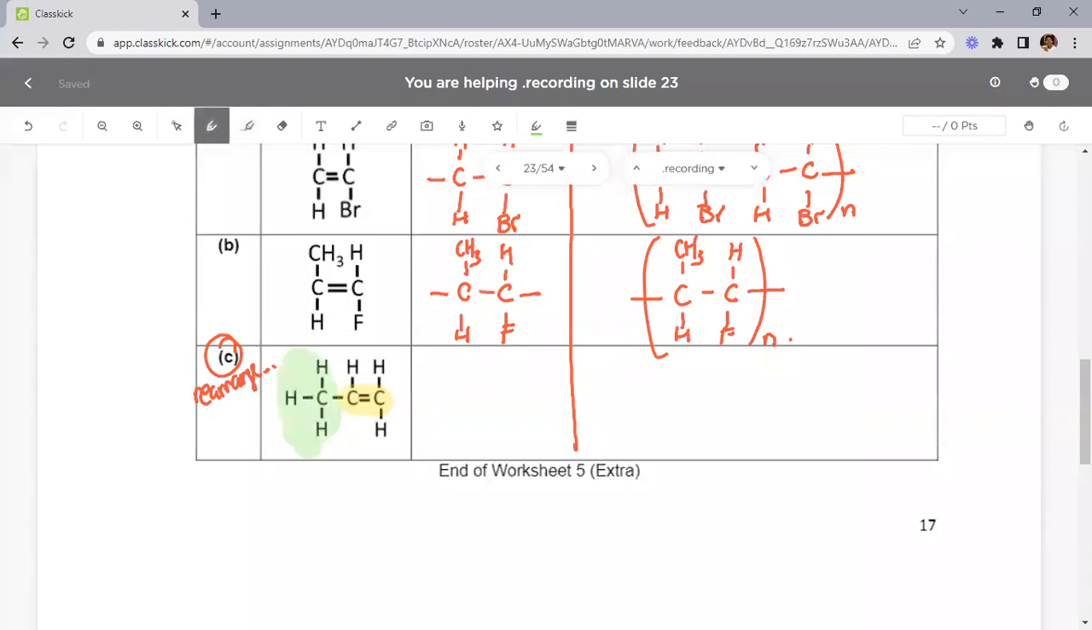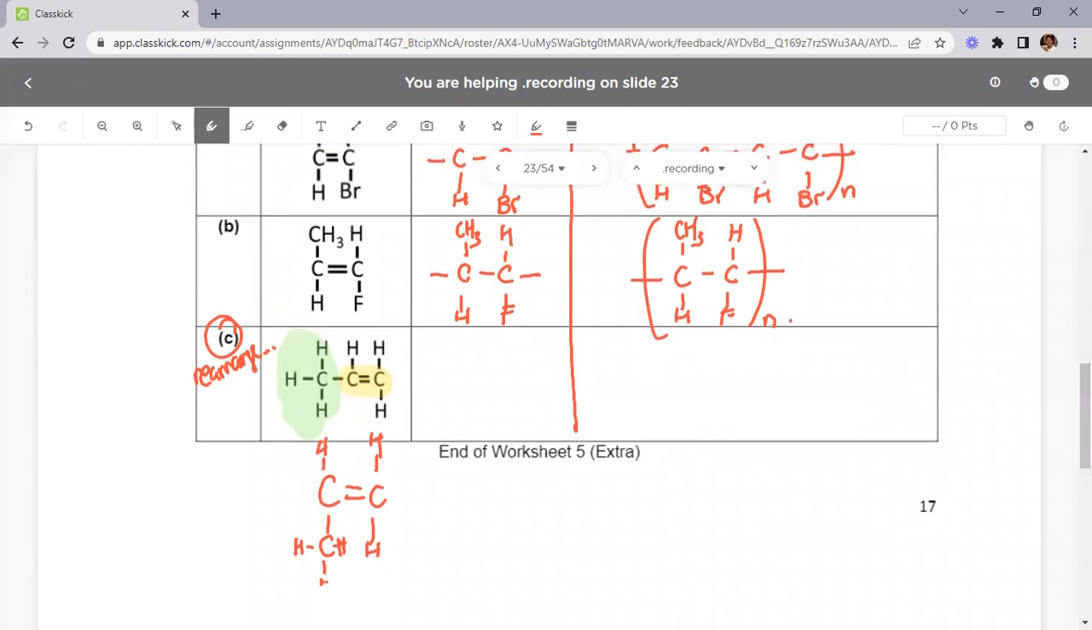So, after rearranging, it will now look like this. You can see the sides are empty now. Hence, it's easier for me to draw my repeating unit. And you realize this group over here can actually be condensed into a CH3 group. So this is my monomer. After rearranging, you'll get this.